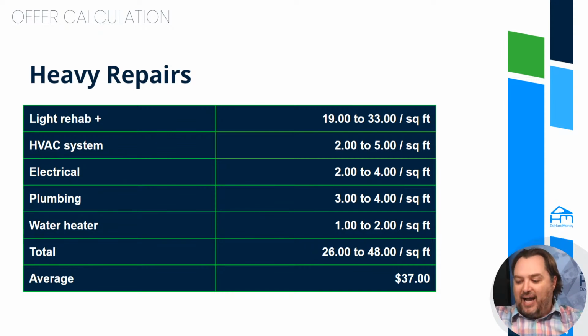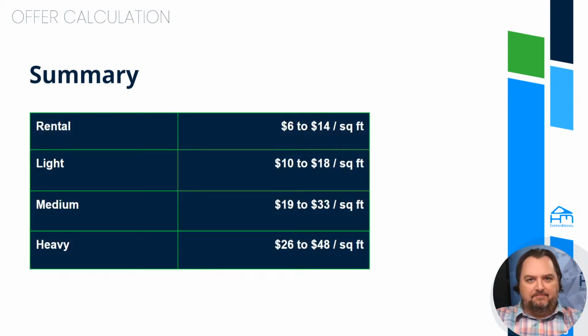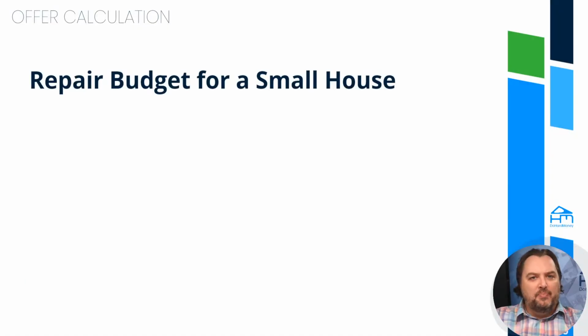That's what I'm going to use to actually make my bids or make my offer, to know how much I can pay. And then during my due diligence period, I'm going to get my contractors out there. We're going to nail down the scope and we're going to nail down the actual cost for each one of those items. So, rental, $6 to $14, light, 10 to 18, medium, 19 to 33, and heavy, 26 to 48, depending on what you're doing. And we gave kind of different classifications of what those were.